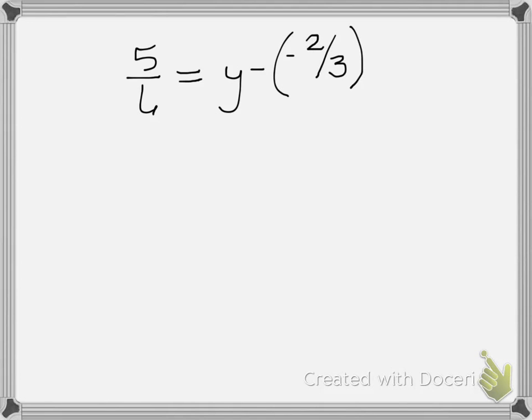Let's throw a fraction in here, mix it up a bit. So I have 5/6 is equal to y minus negative 2/3. Now let's think back to what we said about subtracting. Change the minus to a plus, change the sign of the next, then all you do is add them up as if it were a plus. A double negative is always equal to a positive. So this was the same thing as having 5/6 equals y plus 2/3.